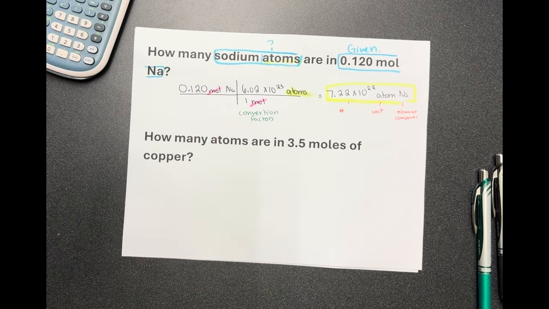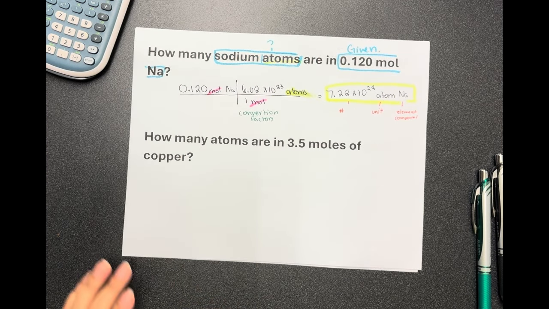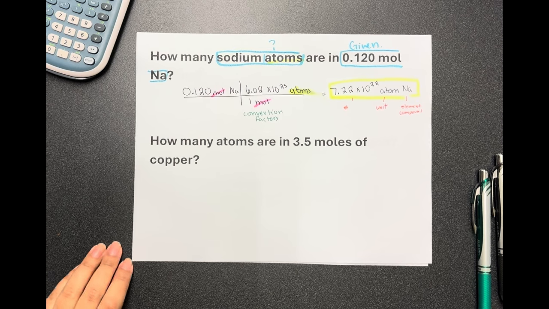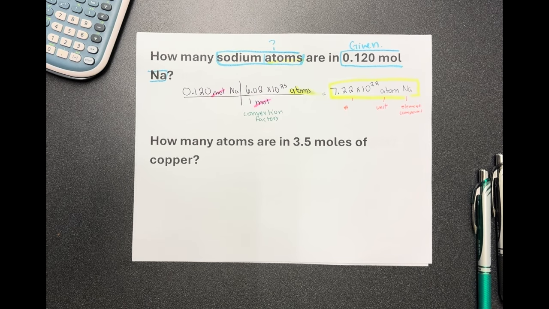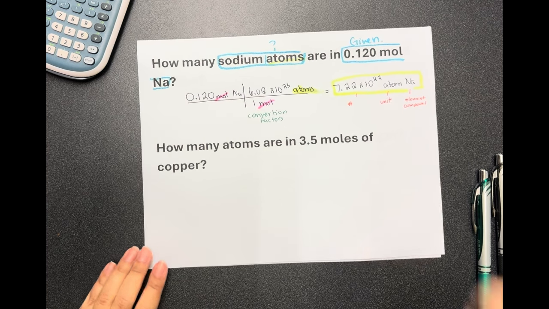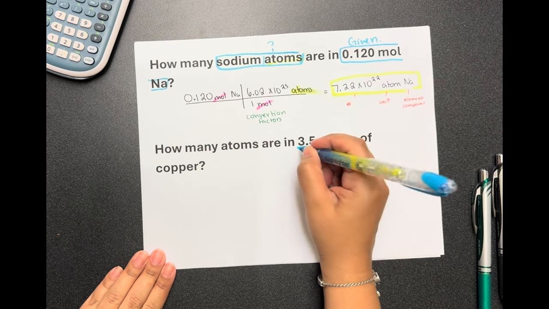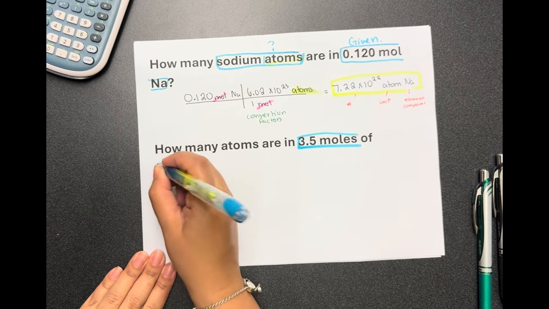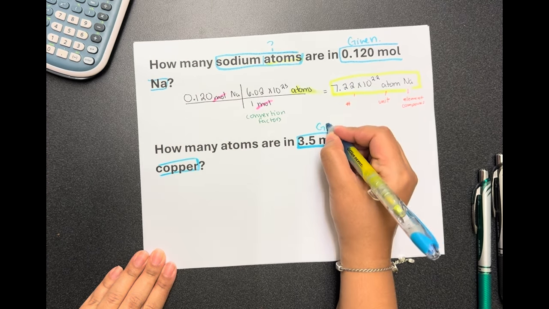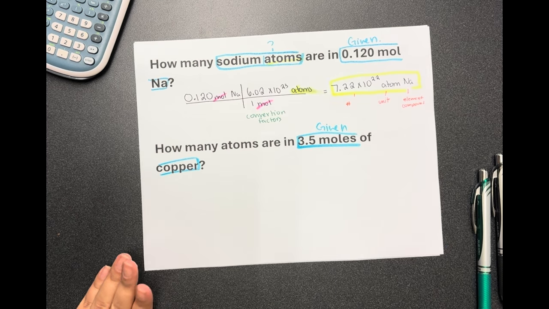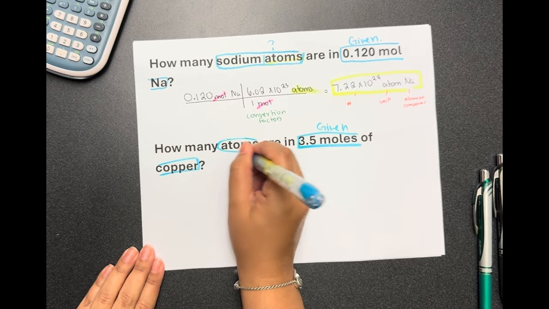Okay, so now here we have another problem. And this question says, how many atoms are there in 3.5 moles of copper? Okay, so again, the first thing I need to do is figure out what this question is giving me. It is giving me that I have 3.5 moles of copper. That's a given. What is it asking me to find? How many atoms?